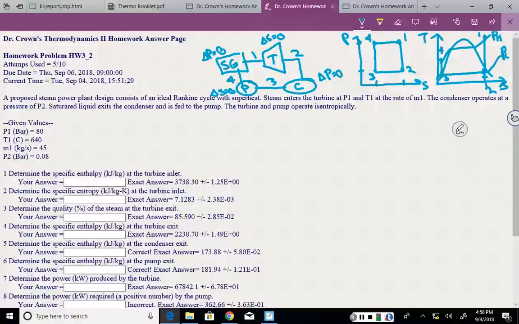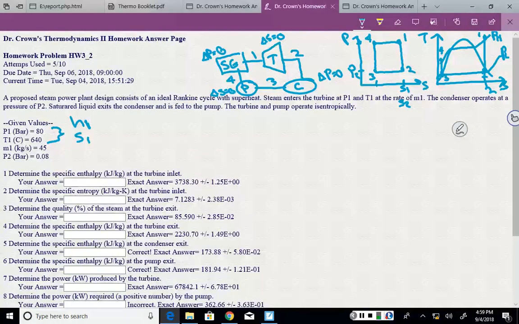I know P1 is 80 bar and T1 is 640. So from those two values, I can go to the superheat tables and find H1, and I can also find S1. The reason I want S1 is because if S1 is there, then S2 is the same thing. So S2 is at the same place on the axis, so S2 equals S1. That's heading toward what I need for state 2. Also, I was given P2, which has the same pressure as state 3. So P2 and P3 are the same. S1 and S2 are the same.